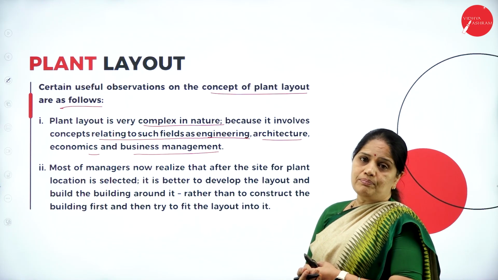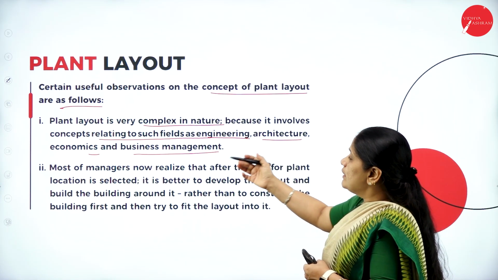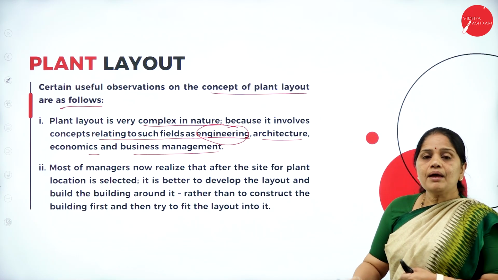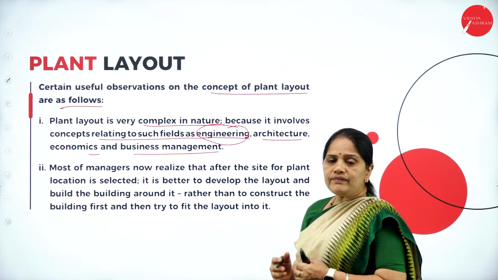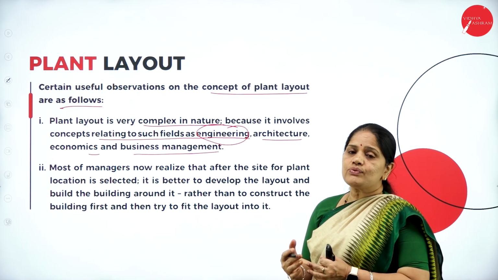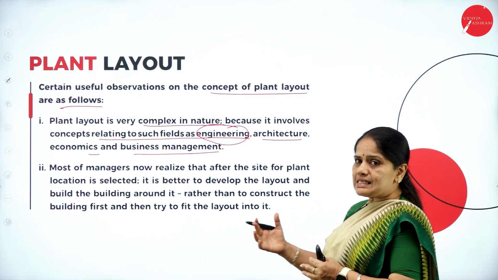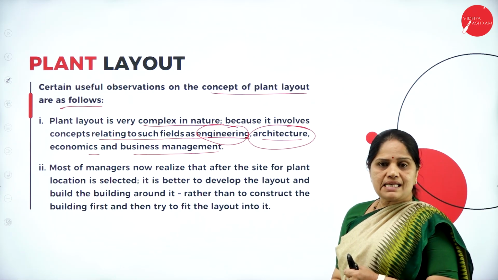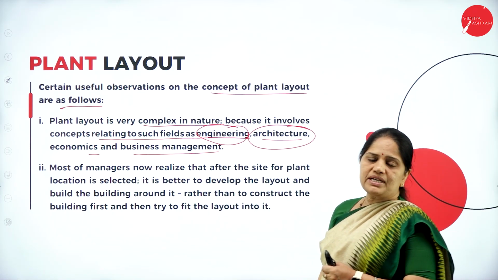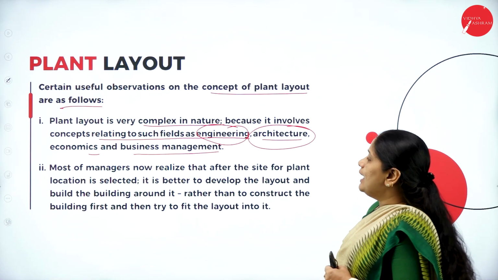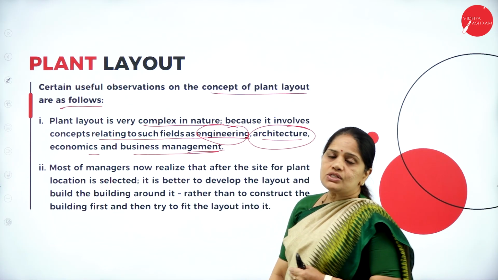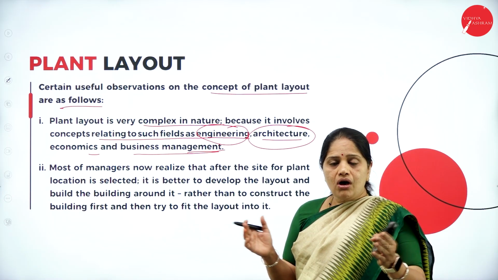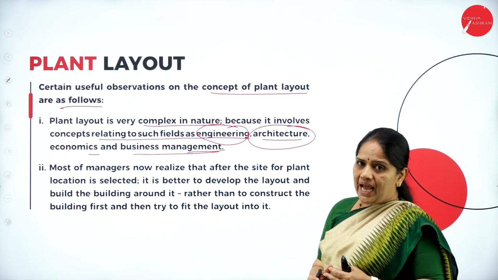Why do we call it a complex structure? Because it involves various concepts relating to the field of engineering. Why do we say it is engineering? Because it is related to the machinery. Whatever machinery we are placing, all machines will be built by the engineers, so it is related to the engineering concept. Then architecture, the building plan, which will be designed by the architect. Economics means you try to make it more economical. And lastly, business management means managing all the men, machines, materials and money. So all this goes into the plan for the plant layout.